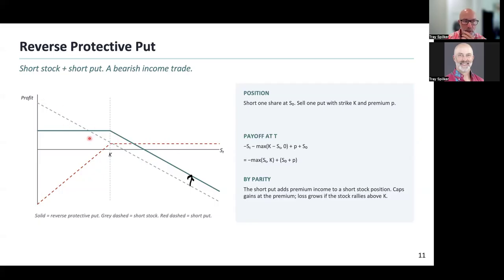We're taking a bearish bet on the stock, because we shorted it. But we're willing to give up some of the quote unquote upside if the share price falls by selling a put option to earn some premium in the meantime. And what we'll notice here is that the solid line here looks a lot like a written call position. Again, put call parity in action. And this is a bearish income trade.